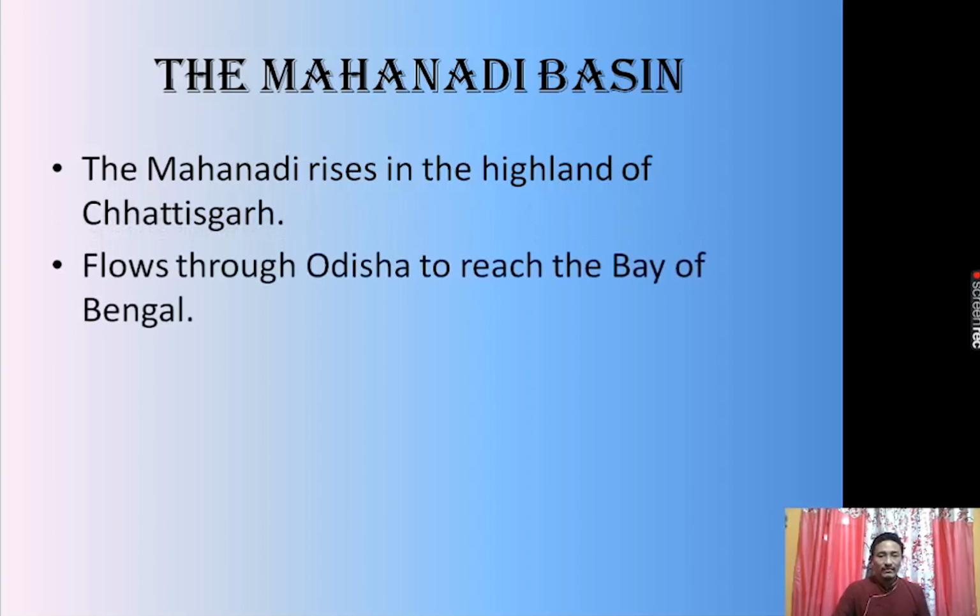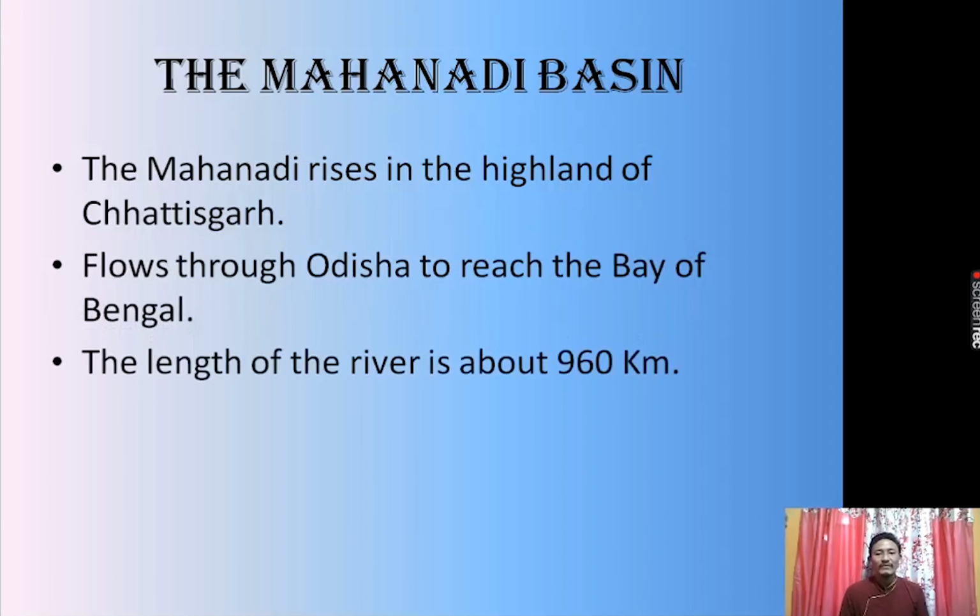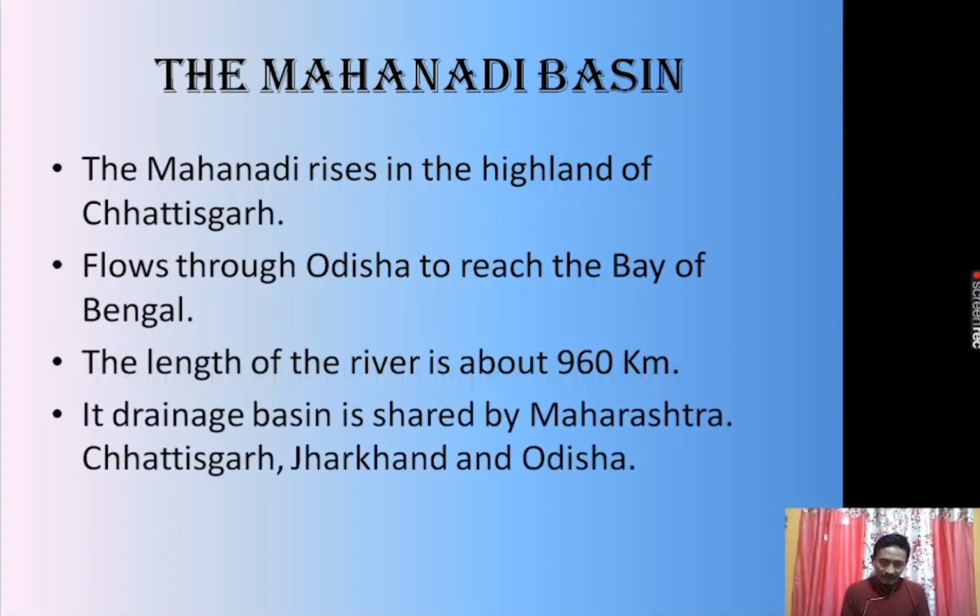After this, it flows through Orissa and reaches the Bay of Bengal. It's very short as compared to other rivers, from Chhattisgarh till Orissa and the Bay of Bengal. The length of the river is about 960 kilometers, very short as compared to other rivers, which have about 1500 kilometers. Its drainage basin is shared by Maharashtra, Chhattisgarh, Jharkhand, and Orissa.